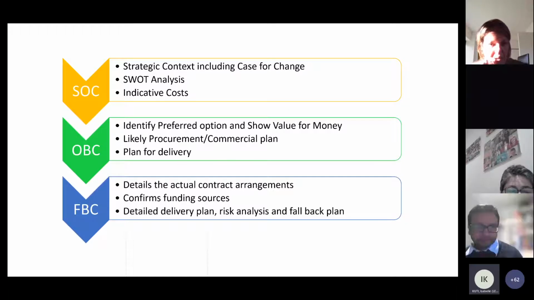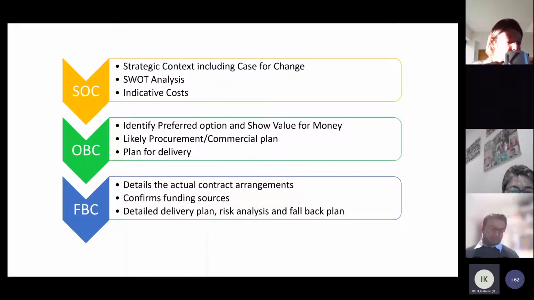And then when you get to your outline business case, you identify your preferred option, and showing value for money just means that you're going to show value for society essentially as well. You need to have quality outcomes. And you get an idea of your procurement and commercial plan, and how you might want to deliver this, whatever outcome you're doing. So by plan for delivery, we mean, are you going to pilot it? Are you going to do a gradual rollout over a period of time, or do a big bang rollout? That's what that means there.